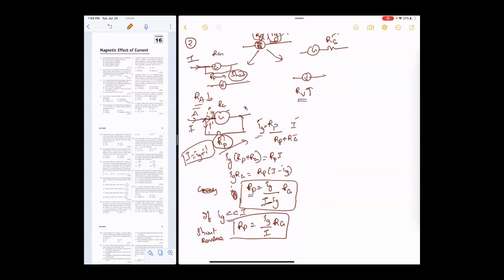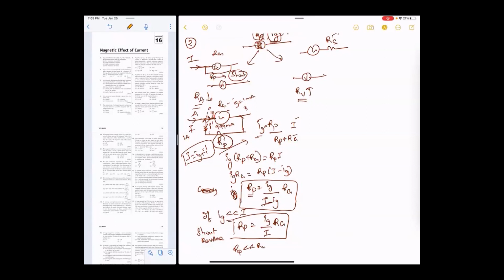Sir, how to remember this formula? One way is logical. Imagine the total is 1 ampere and IG is 1 milliampere. So more current has to flow through the shunt, that is 999 milliamperes. What is the meaning of it? RP is less than RG. Agree or not? It is like a toll gate.